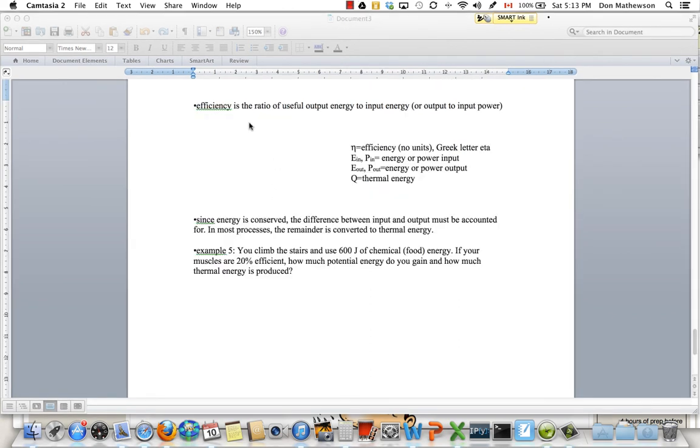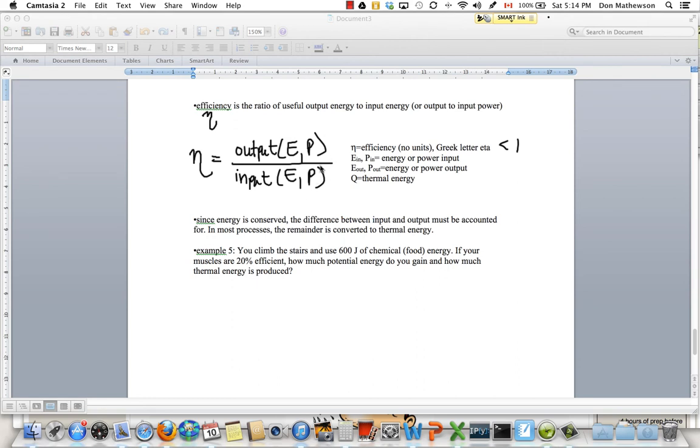Okay, another really important concept for us here is the concept of efficiency. Efficiency is represented by the Greek letter eta. It's kind of like an N with a long monkey tail on it. Efficiency is the ratio of output, how much useful output you get, and that could be the useful energy or the useful power, per unit input. So you take the amount of energy or power output and divide by the input. And this is always going to be less than 100%, less than 1.